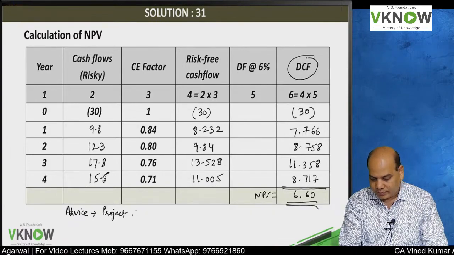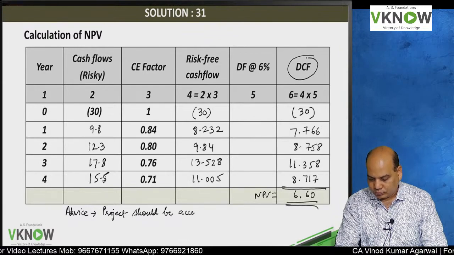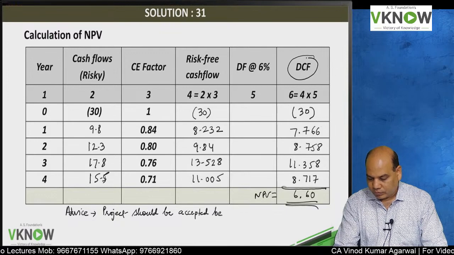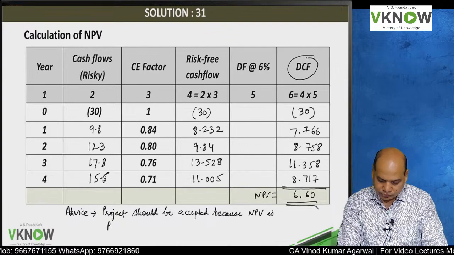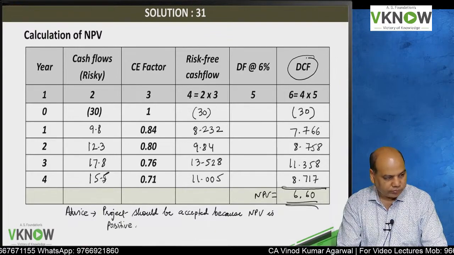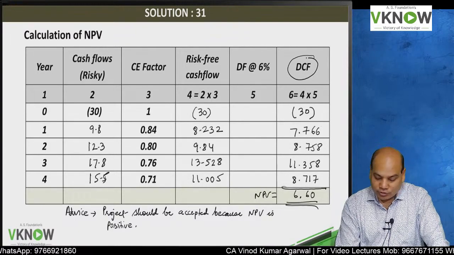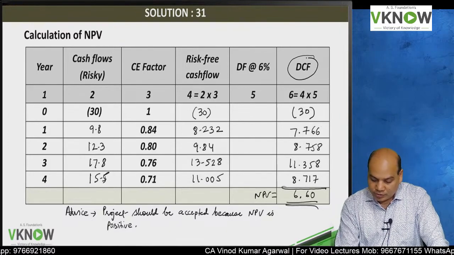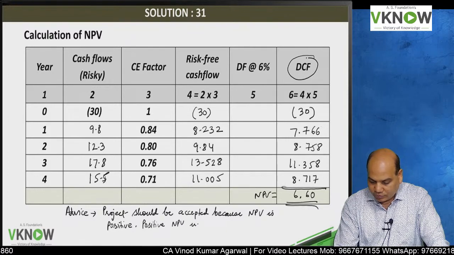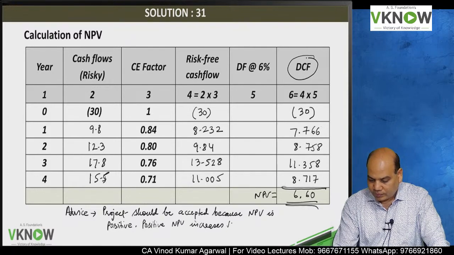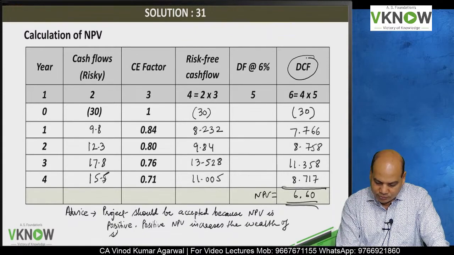Project should be accepted because NPV is positive. 6.599 is also right, don't worry, because NPV is positive. Positive NPV increases the wealth of shareholders.